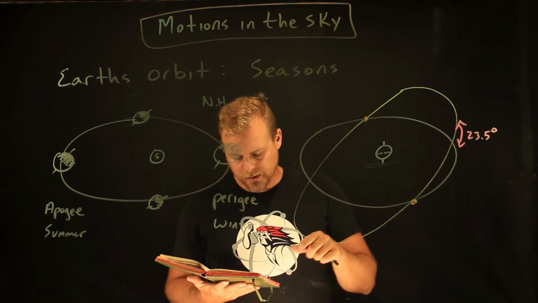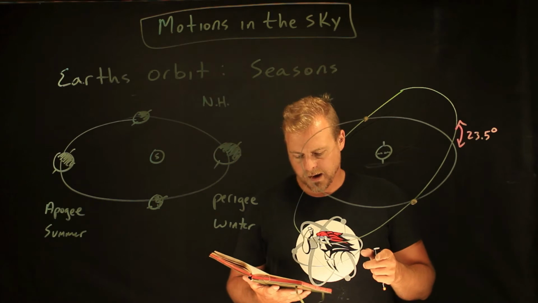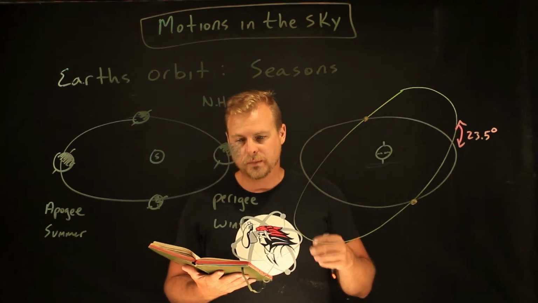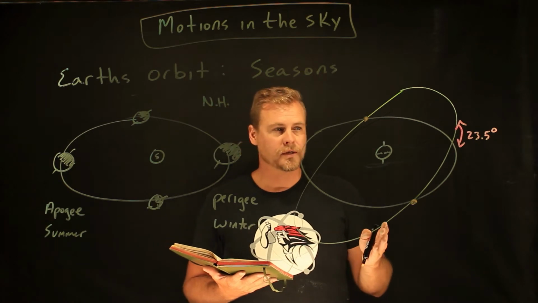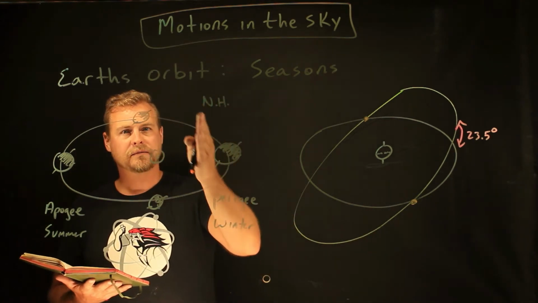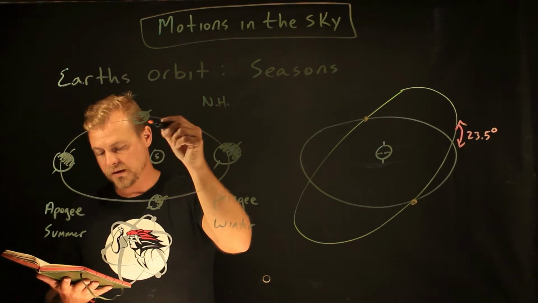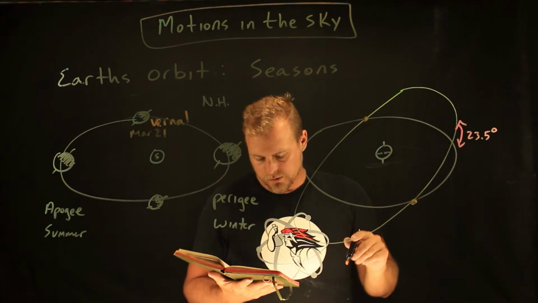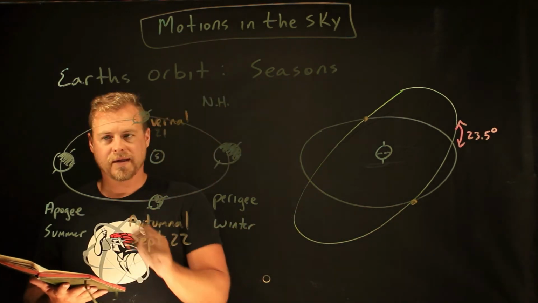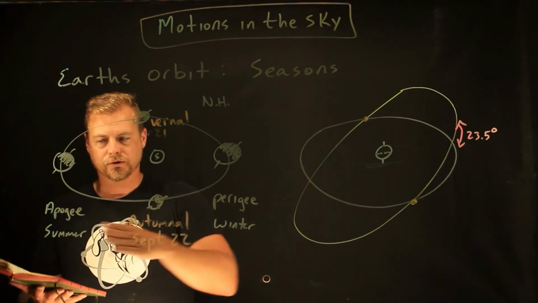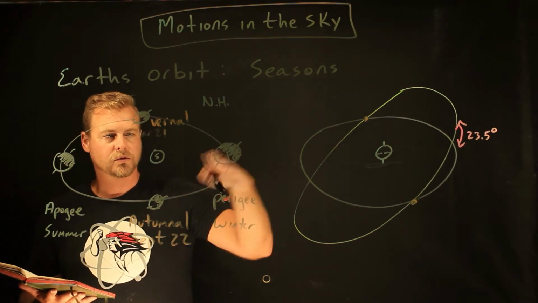Okay, the vernal equinox is in the springtime, and it would be when you're coming out of perigee. So if you're in perigee, you're wintertime, and you're leaving that, this one would be the vernal. Now this one down here is called the autumnal equinox, and that's where you're coming out of apogee and going into perigee. So you're leaving summertime and you're going into wintertime.